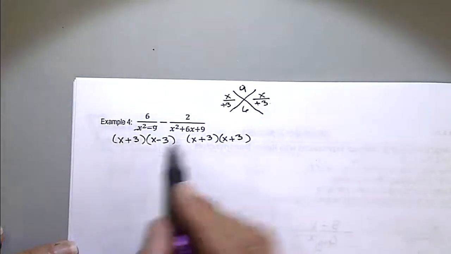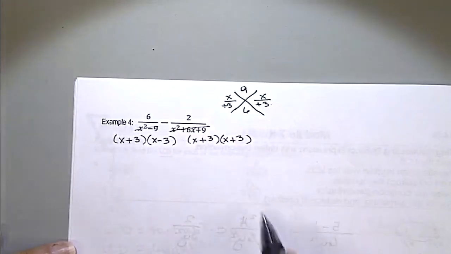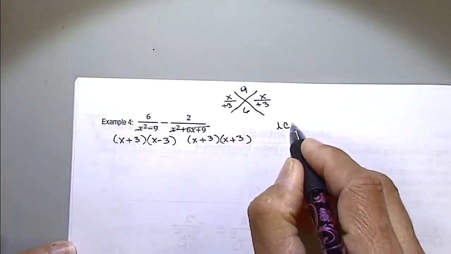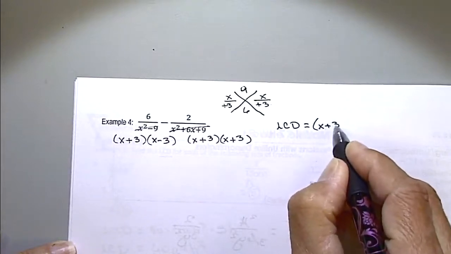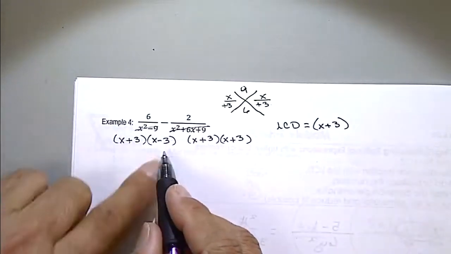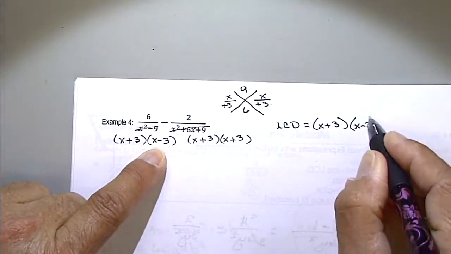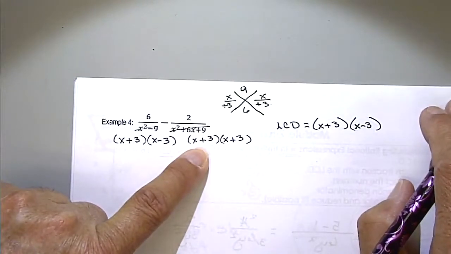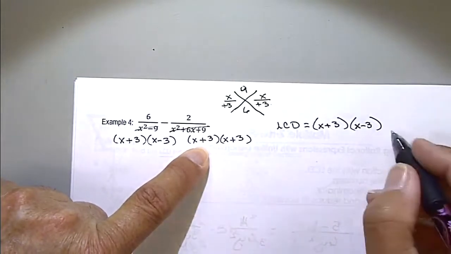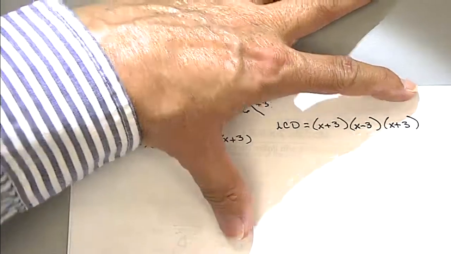Okay, here are my two denominators. What do they have in common? Yep, they have an x plus 3. And then this one also has an x minus 3, doesn't it? And I only included one x plus 3, so this one has an extra x plus 3, doesn't it? There's my LCD.